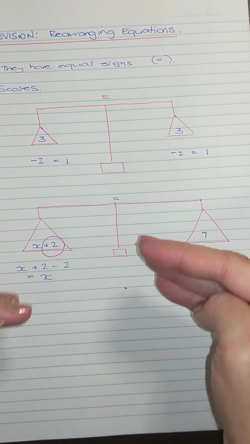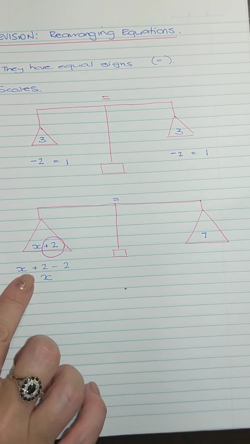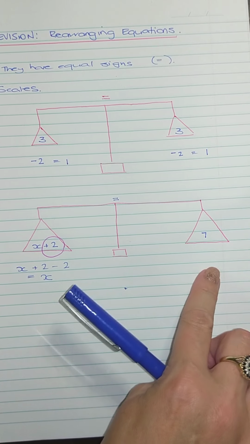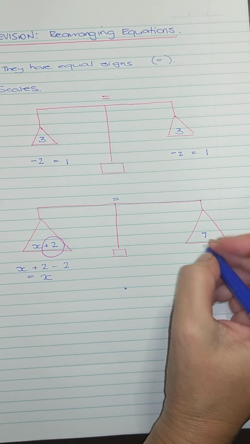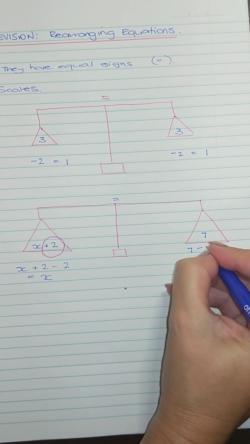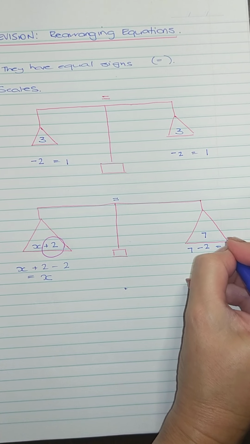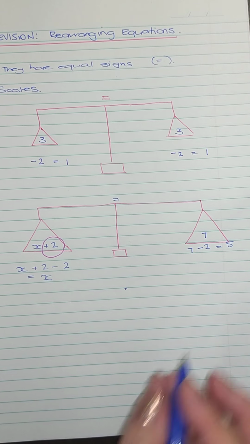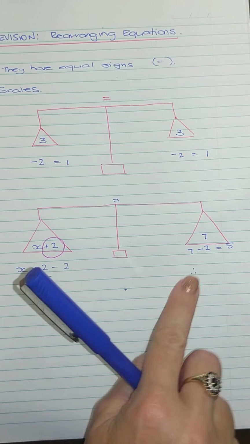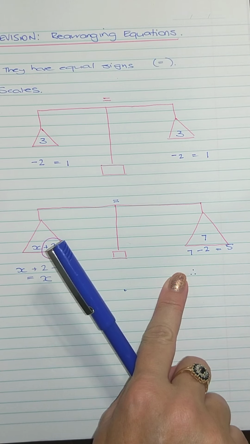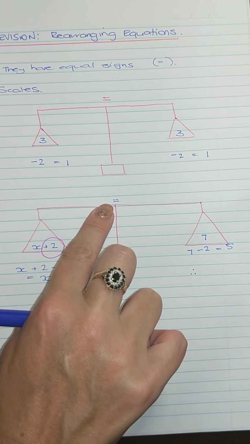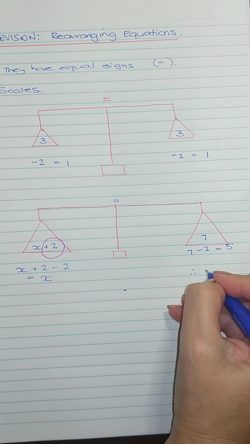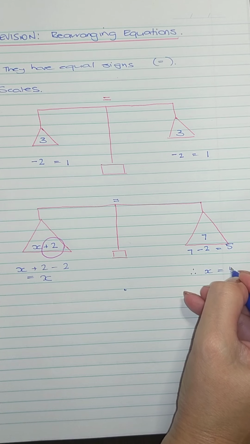But remember, in order to keep these scales balanced, whatever we've done to this side, we actually have to do to this side. So over here we've got 7 minus 2 equals 5. All right, so now we've actually solved this equation. 3 dots means therefore. Therefore, x equals 5. Okay?